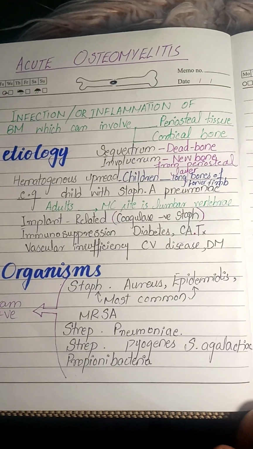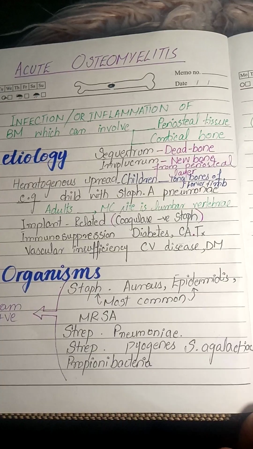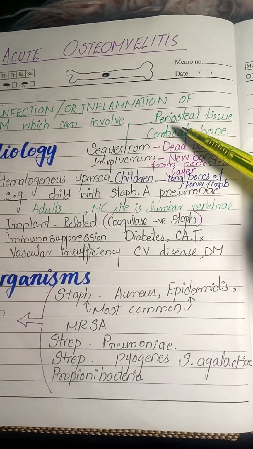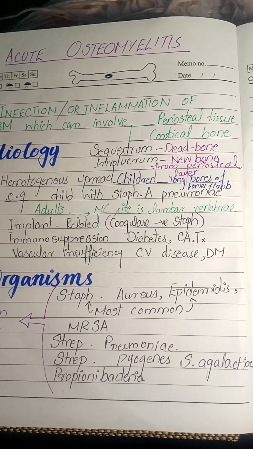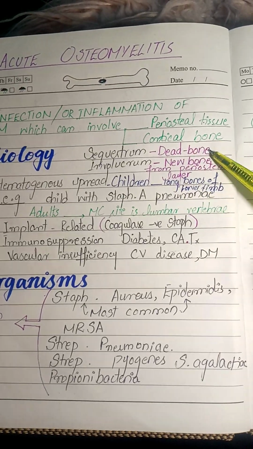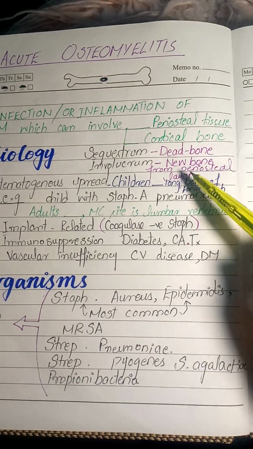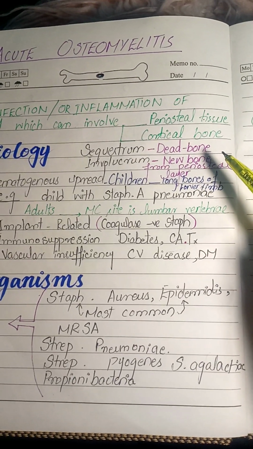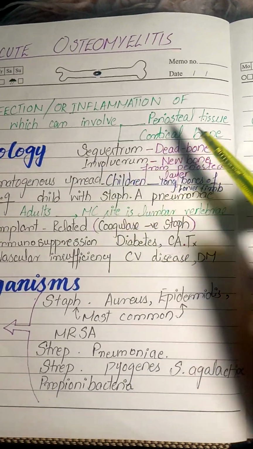We are going to talk about acute osteomyelitis, which is infection or inflammation of bone marrow, which can involve the cortical bone and surrounding periosteal tissue. And if this infection is not resolved, it will result in formation of dead bone, and that dead bone is called sequestrum, and the periosteum surrounding that piece of dead bone or sequestrum will cause formation of new bone, and that new bone is called involucrum.